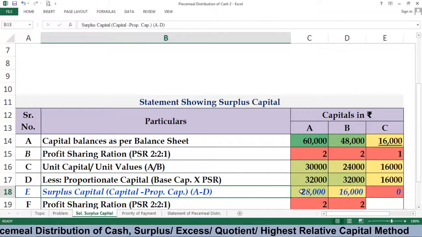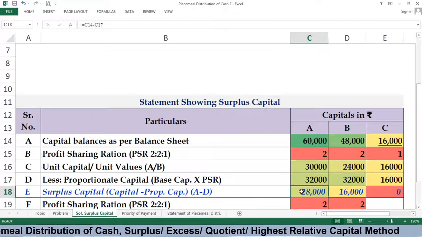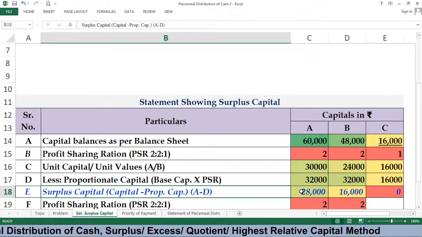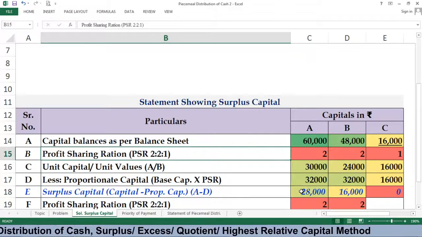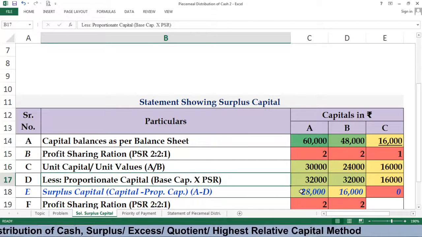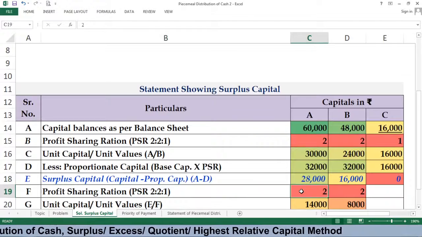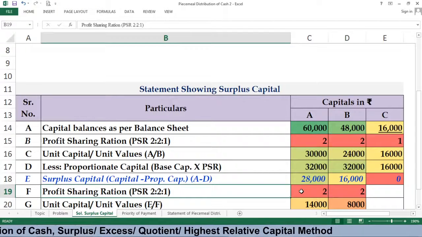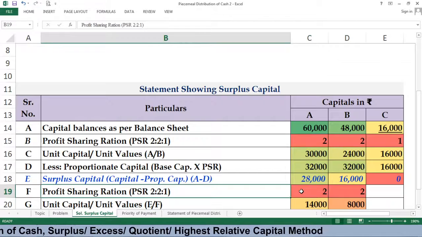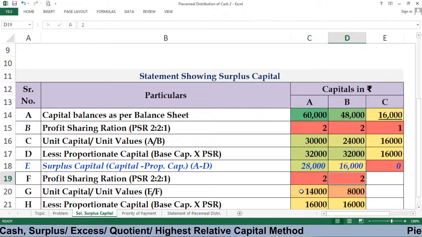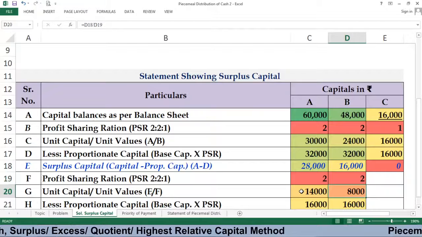Later on we have to calculate the absolute surplus. Here we got the surplus, but it is for Mr. A and for Mr. B. Now we have to calculate the absolute surplus. So again all the steps of profit sharing ratio, unit values and proportionate capital will be repeated over here. So again we will write the profit sharing ratio, that is 2:2. Then we will calculate the unit capital. This is 28,000 divided by 2, it comes to 14,000. Again here, 16,000 divided by 2 comes to 8,000. So we got unit capital as 14,000 and 8,000.